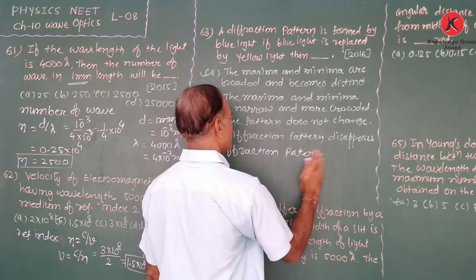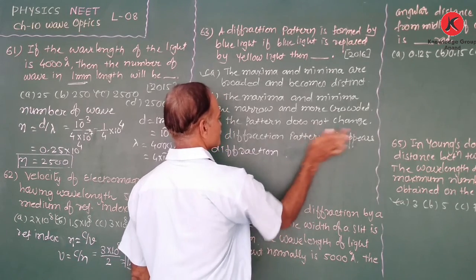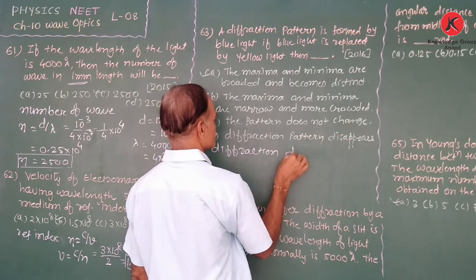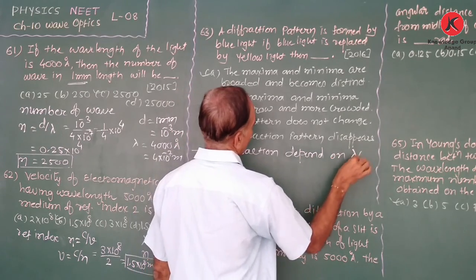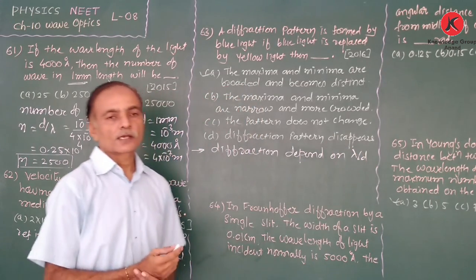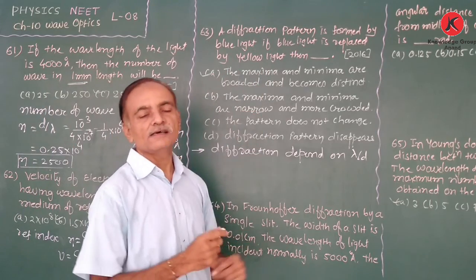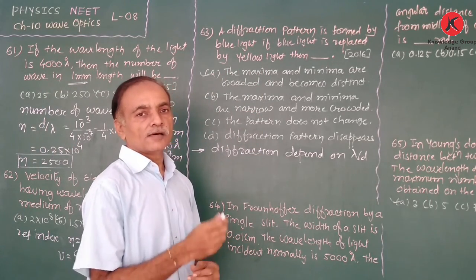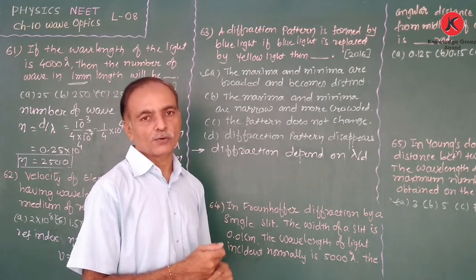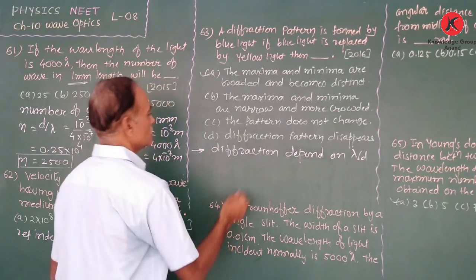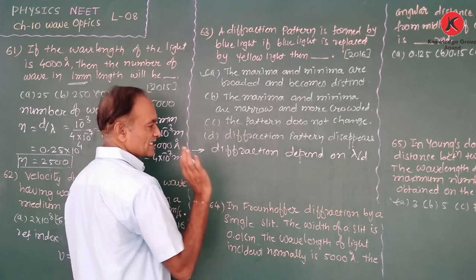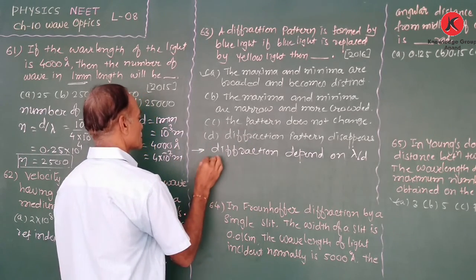Diffraction patterns depend on the lambda upon d ratio. Now here we change the light: blue light is replaced by yellow. Therefore the wavelength is changed, and therefore the diffraction pattern must change.